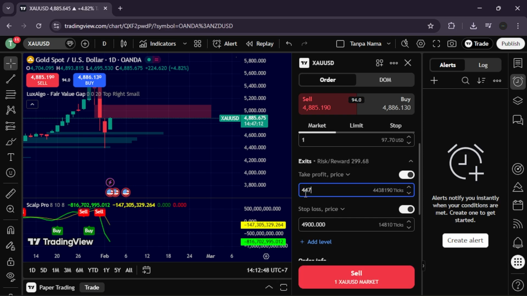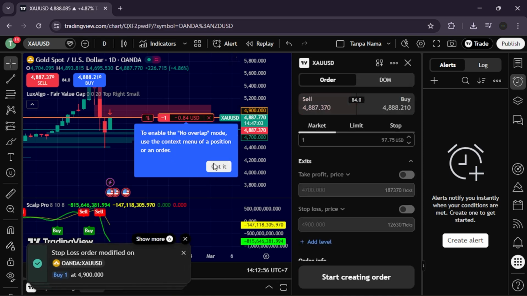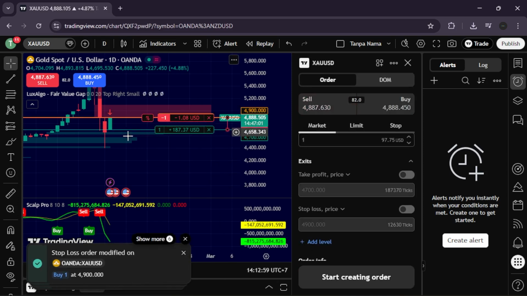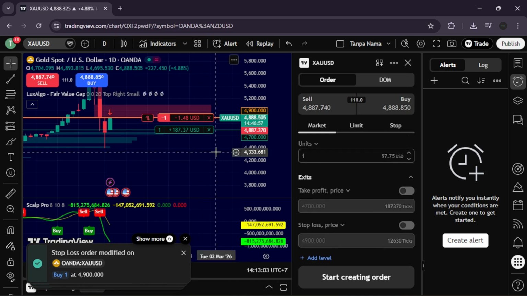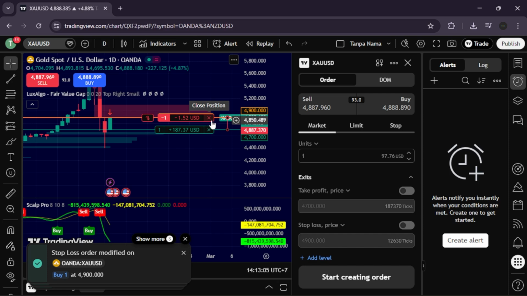Step 5. Execute the trade. Check your quantity and margin requirements at the bottom, then click the big red Sell button. You'll see your position appear on the chart instantly. To close the trade later and take your profit, simply hit the X on your position label or click Close Position in the trading panel.